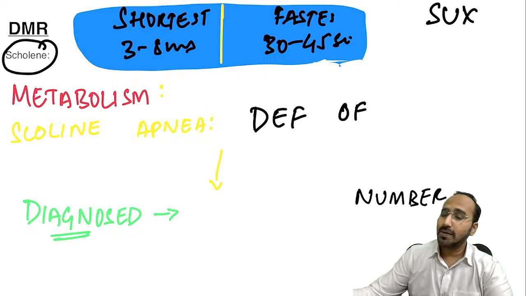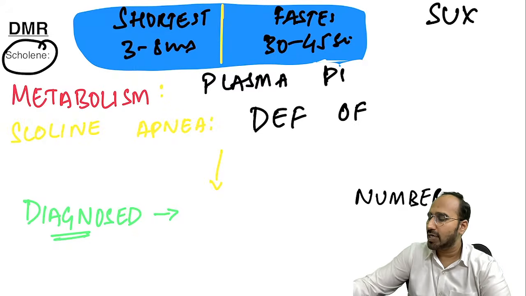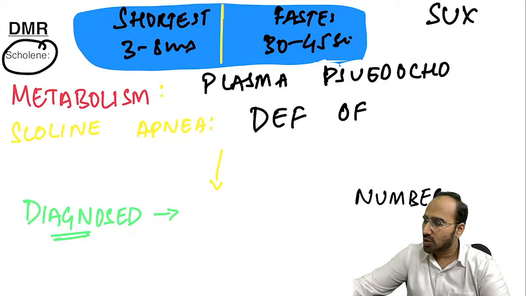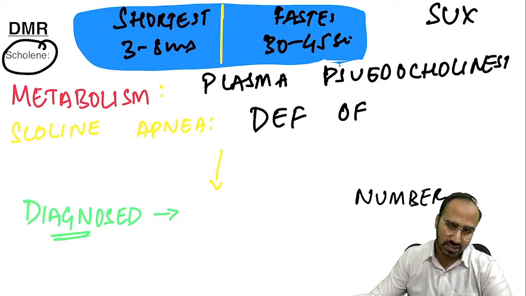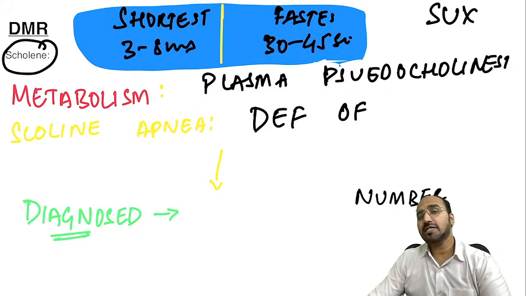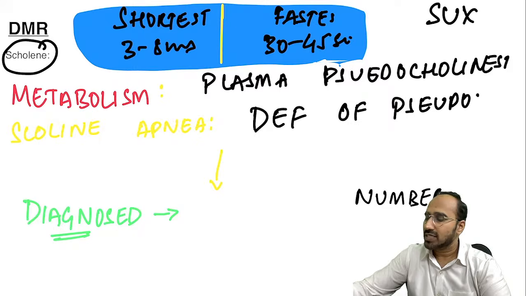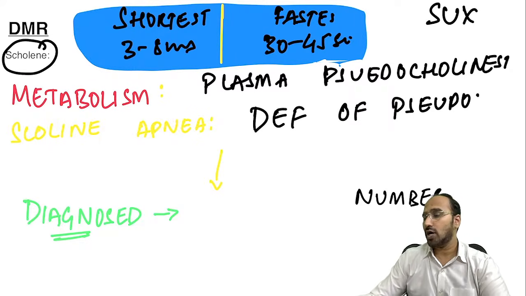Where is scoline metabolized? Scoline is metabolized by plasma pseudocholinesterase. When you give scoline to the patient, it is metabolized by plasma pseudocholinesterase. But some patients will have pseudocholinesterase deficiency. What will happen to the succinylcholine effect? It will be prolonged.